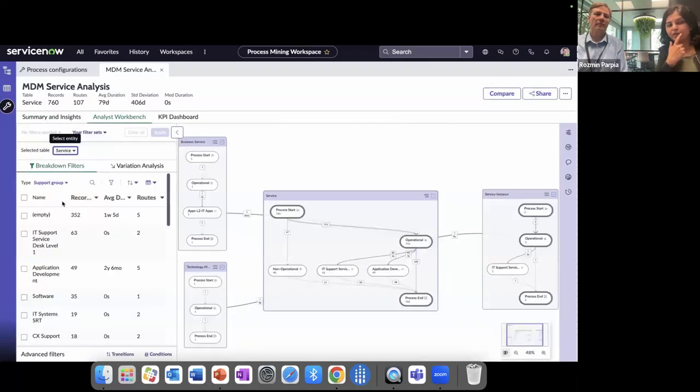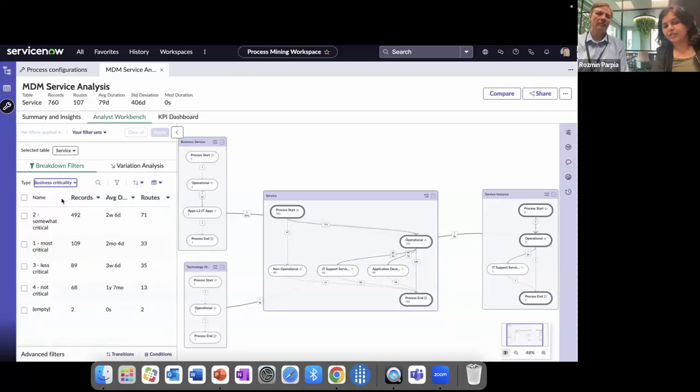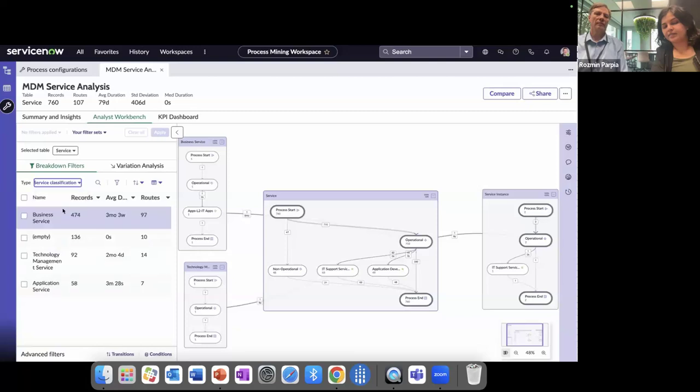Make sure that the breakdowns you put show up here: business criticality, service classification, and support groups. If you wanted to filter on those, you could just refresh the process map based on these filters. Business criticality is critical, not critical, and so on. And service classification has the three types of services, if you want to filter your map based on that.